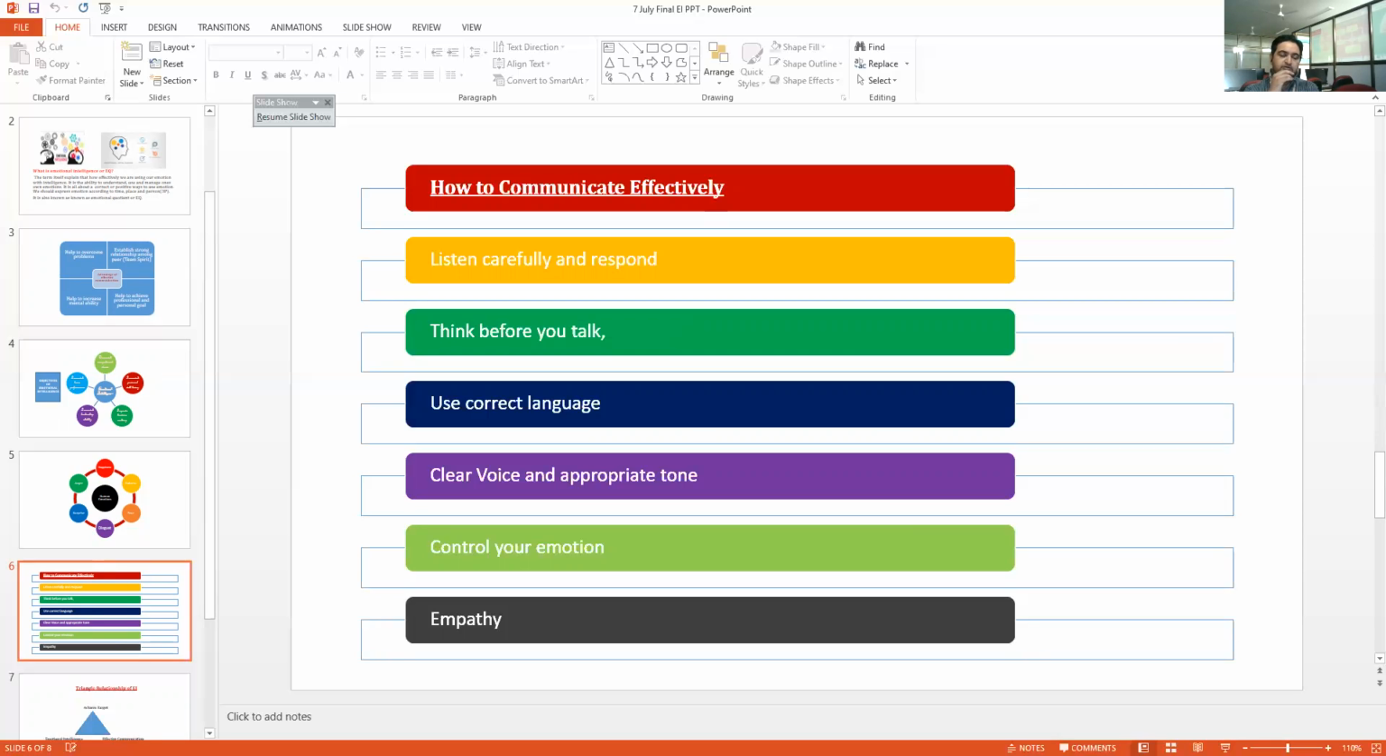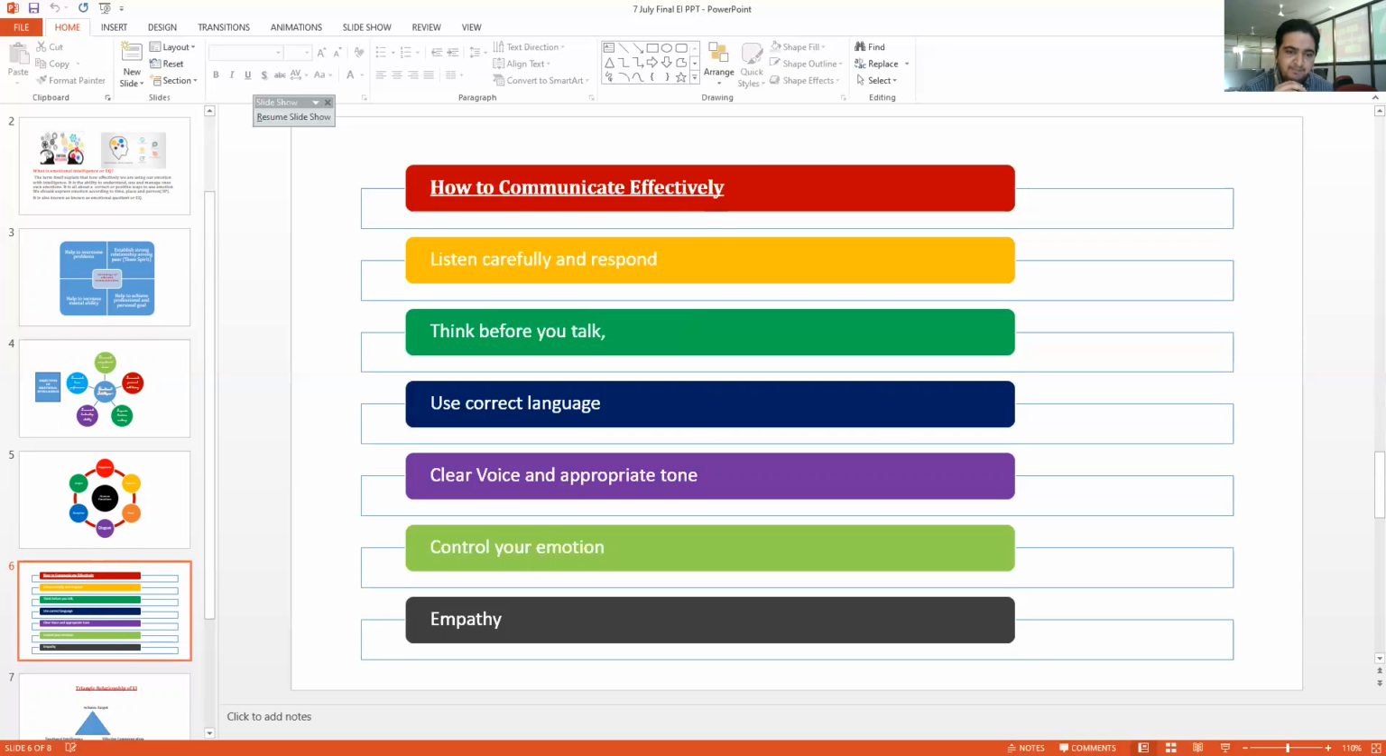Correct control of your emotion. Yes, for 15 minutes we have been talking about emotion and how to control your emotion. Whatever the situation is, you always need to show a positive emotion. You should not become angry. You should not show the stress. You should always show positivity.